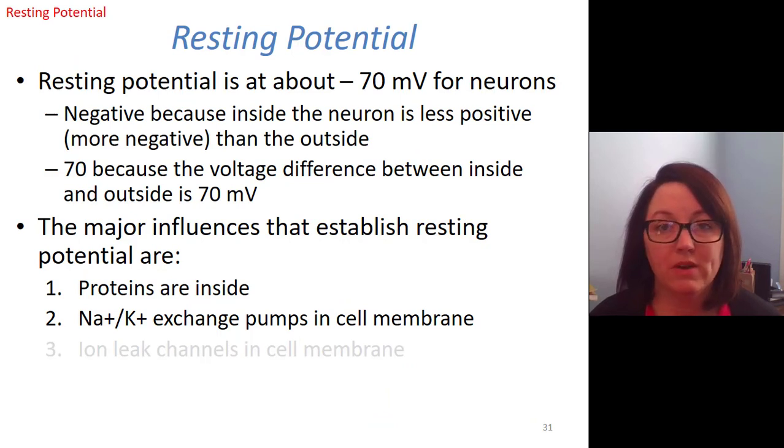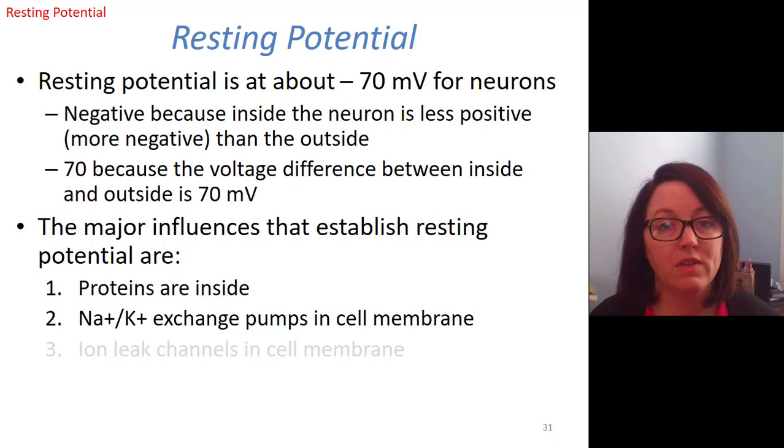So resting potential is about negative 70 millivolts for neurons. Again, don't forget it's negative because the inside of the neuron is less positive, aka more negative than the outside. It's 70 because the actual voltage difference between the inside and the outside is 70 millivolts. So there are a couple of things that play a major role in influencing this resting membrane potential.